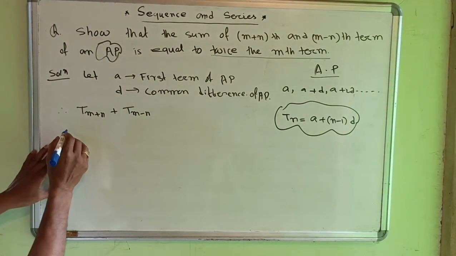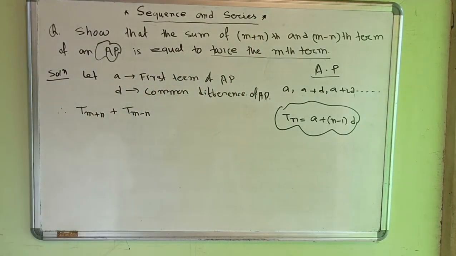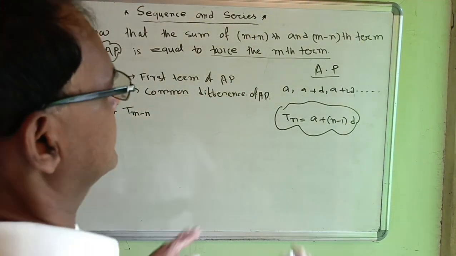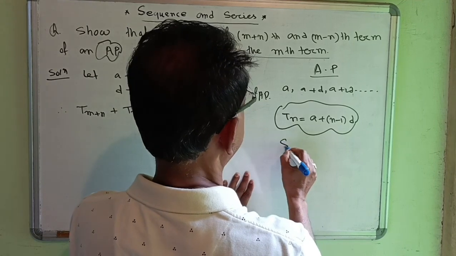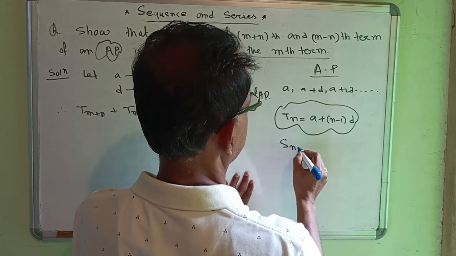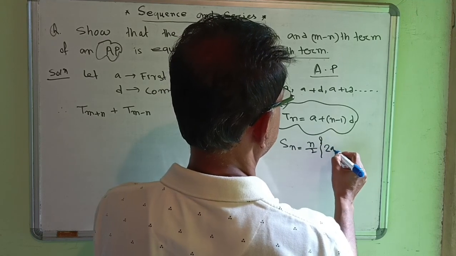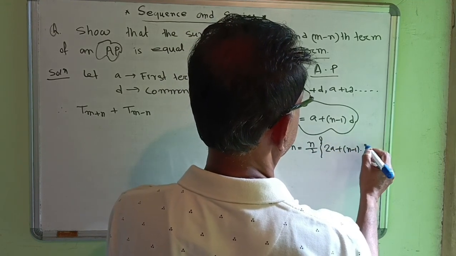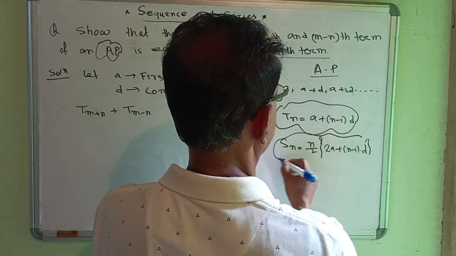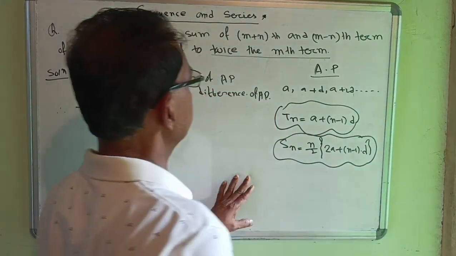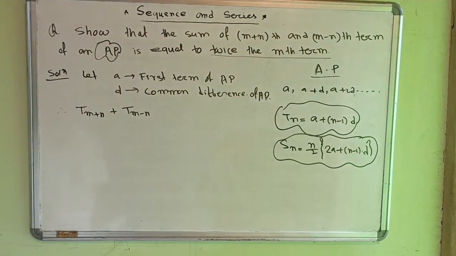Therefore, we get that Tn is the term, and Sn is equal to n by 2 times twice a plus n minus 1 into d. That is another concept, the sum of the first n terms.